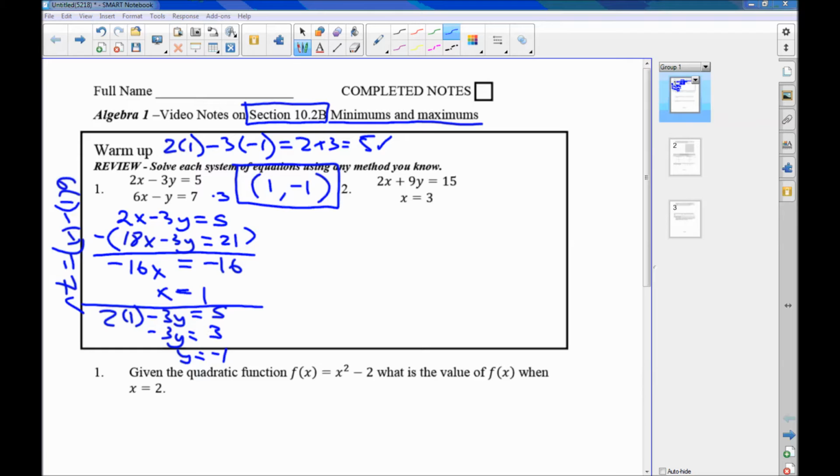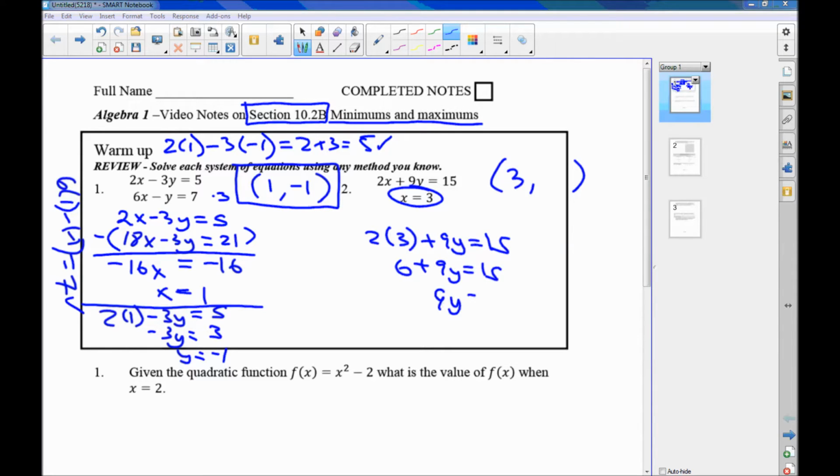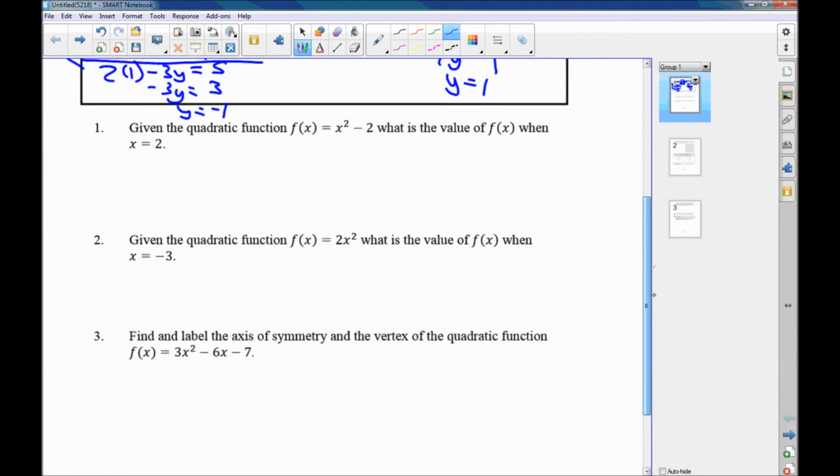All right. Number 2 is halfway solved for us. So this is really nice. X is 3. It's one of our equations. This says x is always 3 for this line. And then all I need to do is plug it back in for the x, and solve for y. So this will give me 6 plus 9y equals 15, and 9y equals 9, so y is 1. So our answer in the second one is the ordered pair 3, 1. So remember, these are the ordered pairs where the two lines cross. Okay, the intersection is the solution to both.